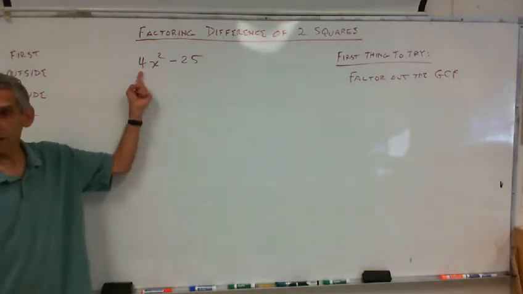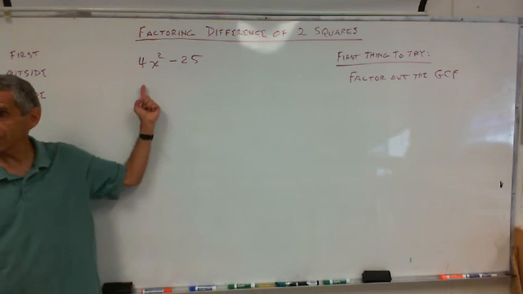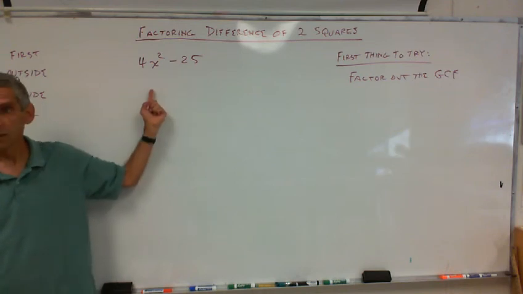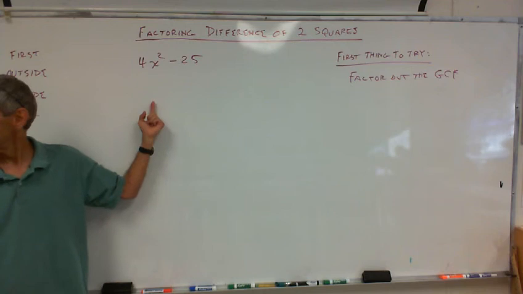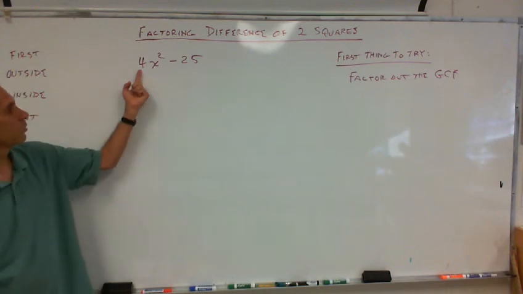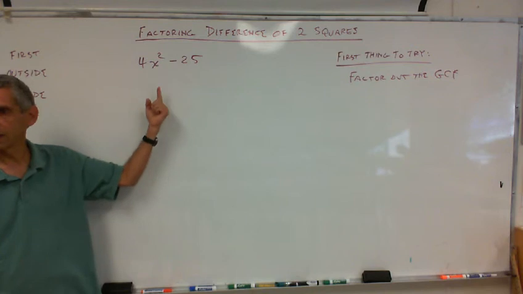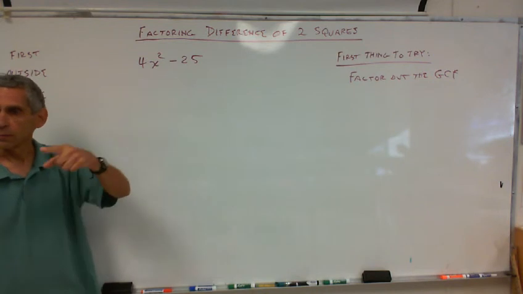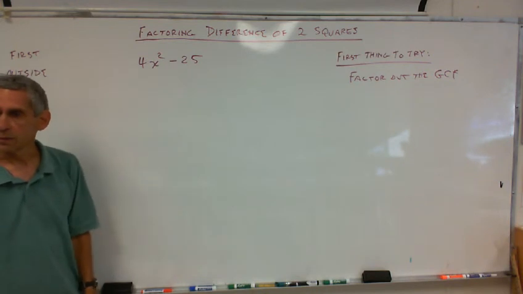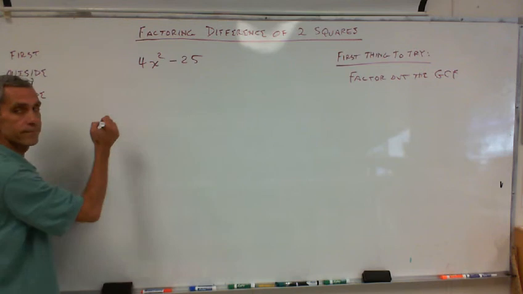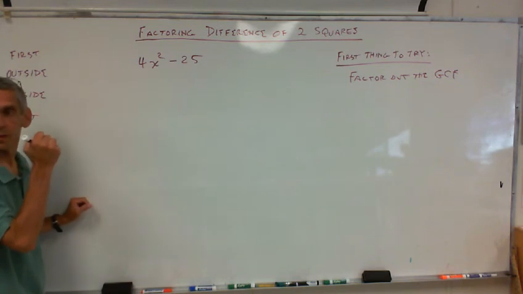There's a 4 here and a 25 here. Can I factor something out? No, I can't. Nothing goes into 4 other than 1 that also goes into 25, and 1 doesn't change anything. So, Clayton, is it 2x plus 5 times 2x minus 5?